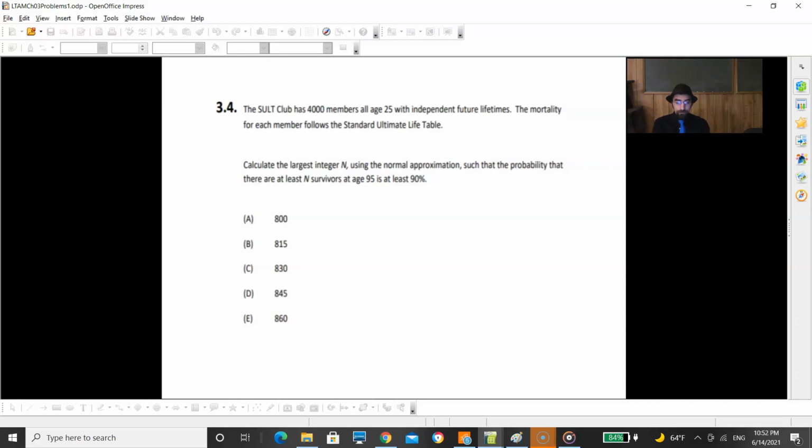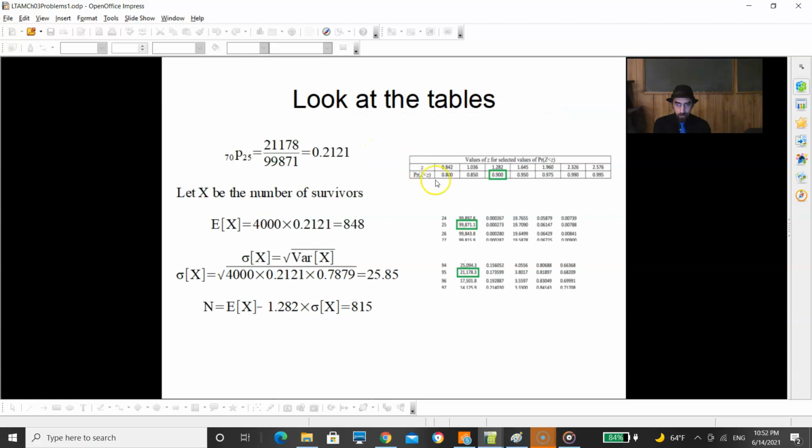So to solve that, you look at the standard ultimate life table. Here I actually have the selections. Note, I won't always, so for this chapter, I'll highlight the individual selections and put the little boxes around the appropriate numbers. In future chapters, I'll assume you know how to do this. But we look at the tables.